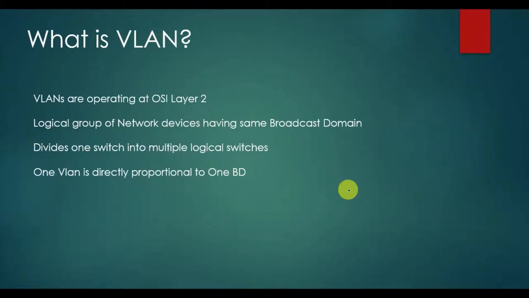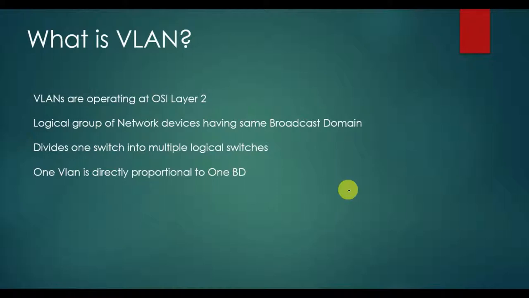After understanding the collision domain and the broadcast domain, coming back to VLAN. So what is a VLAN? VLAN operates at layer 2 in the OSI reference model. It is a logical group of network devices having the same broadcast domain. VLAN divides one switch into multiple logical switches.